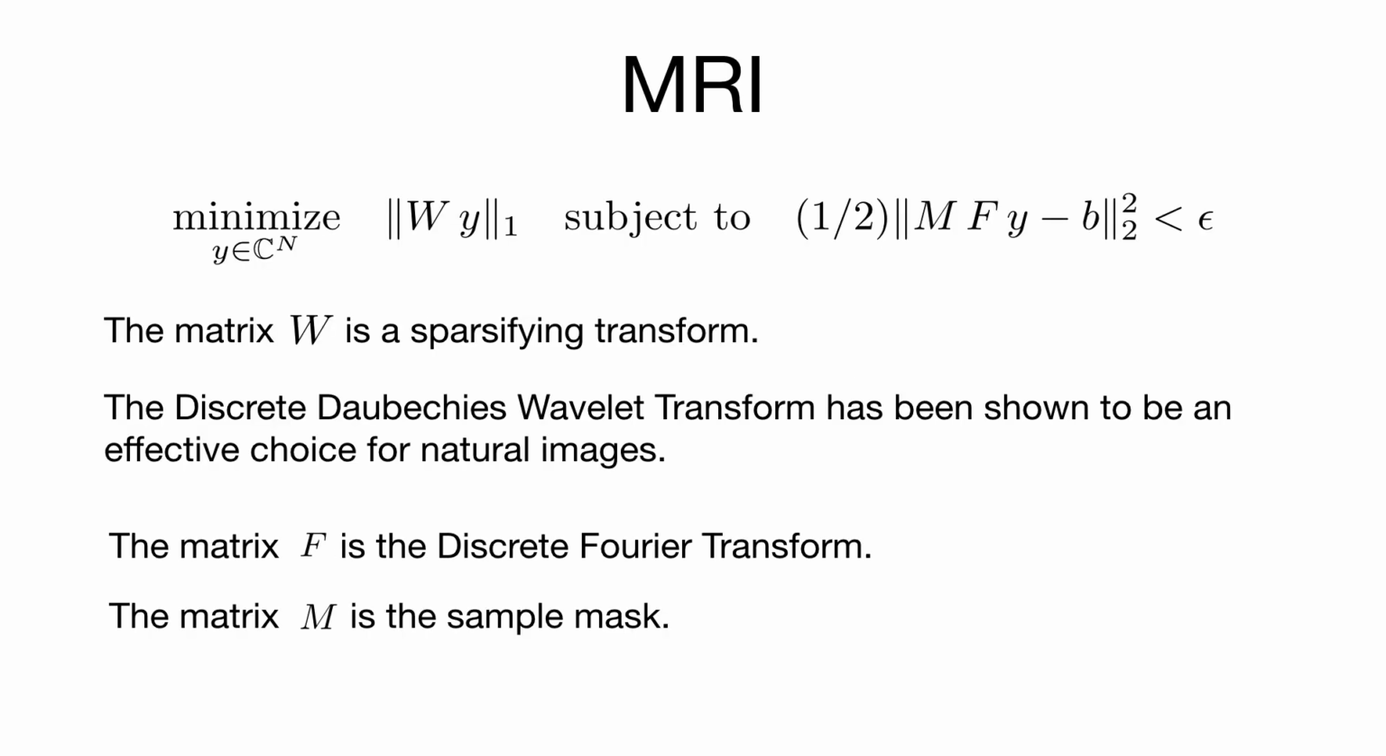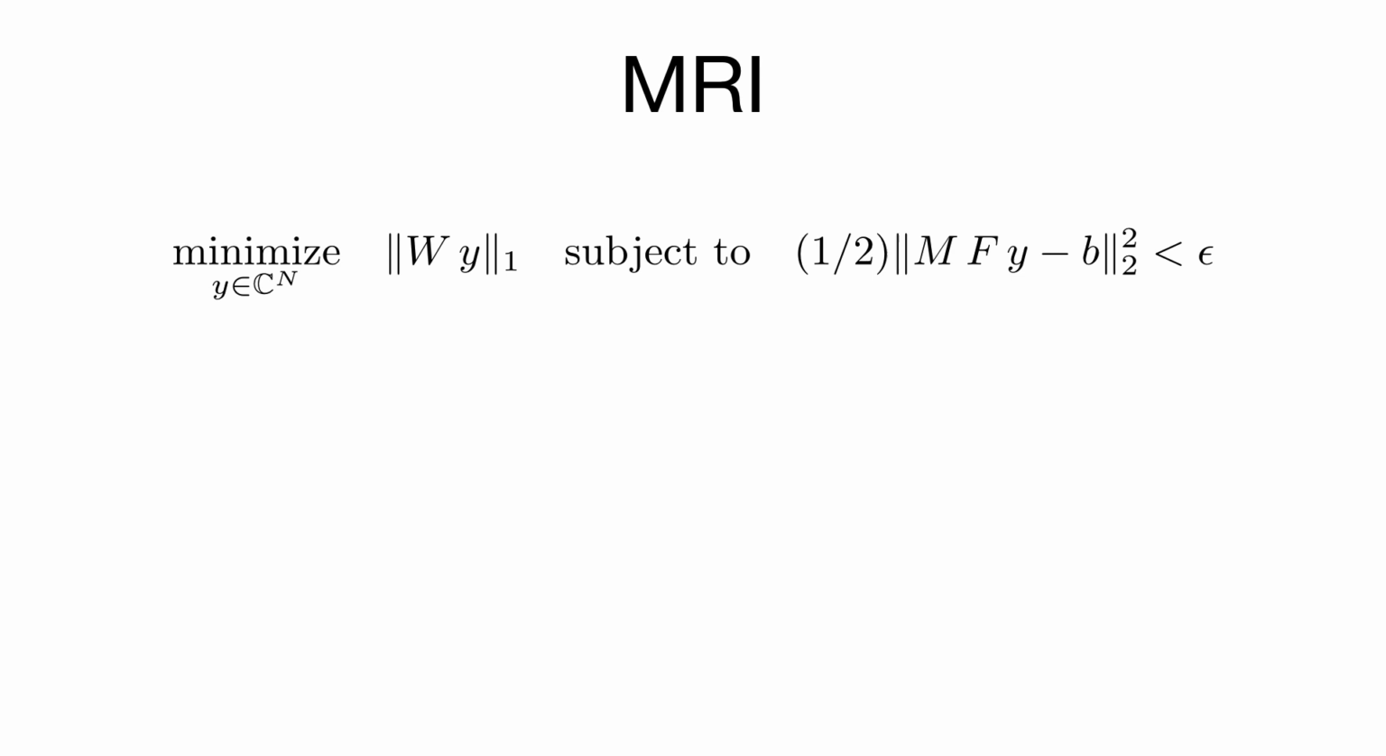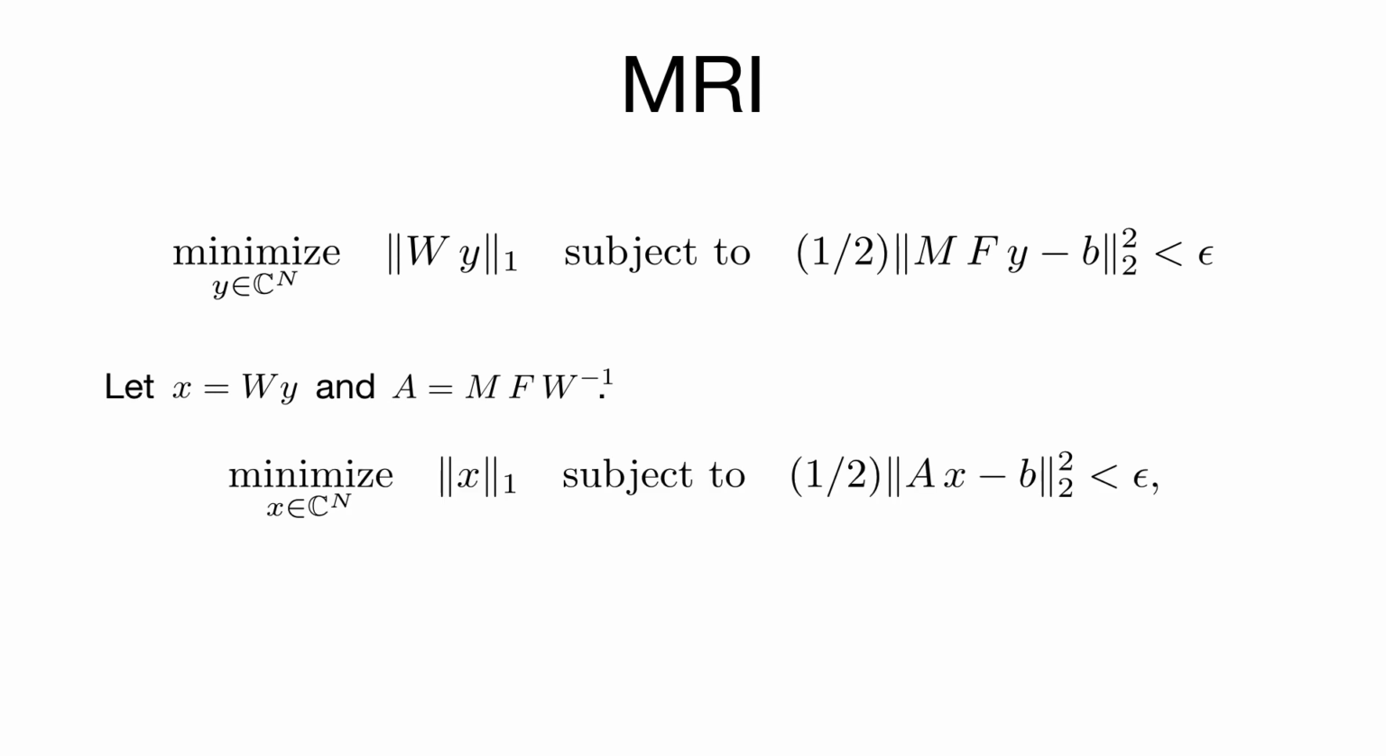With MRI, the problem we want to solve is minimize the L1 norm of WY subject to the difference between our MRI system's output and our measured data being less than some error epsilon. Here, the matrix W is the sparsifying transform, and the discrete Daubechies wavelet transform has been shown to be an effective choice to sparsify natural images. The matrix F is the discrete Fourier transform, and the matrix M is the sample mask. So this is the problem that we want to solve. If we let X equal WY and A equal MFW inverse, then we're back to this basis pursuit denoising problem. And in this case, A satisfies the restricted isometry principle in levels with high probability.